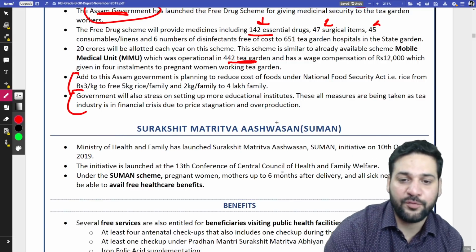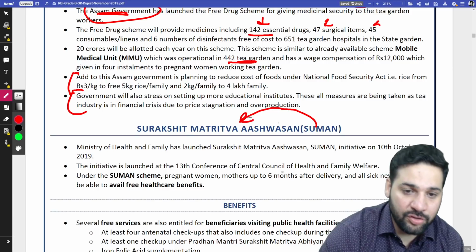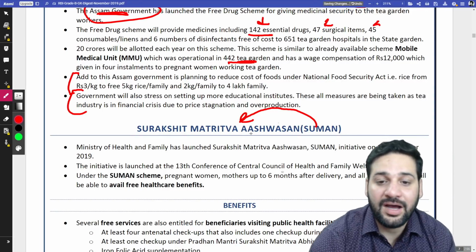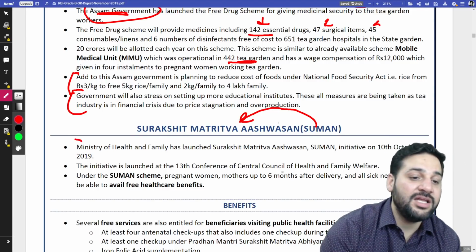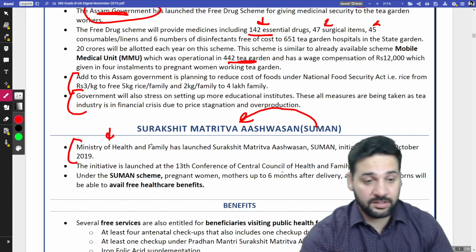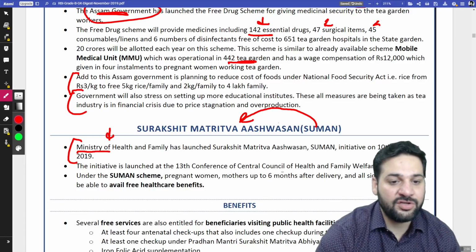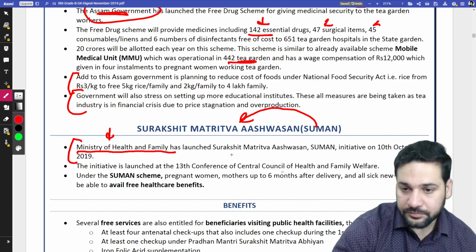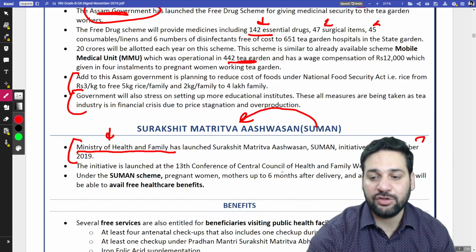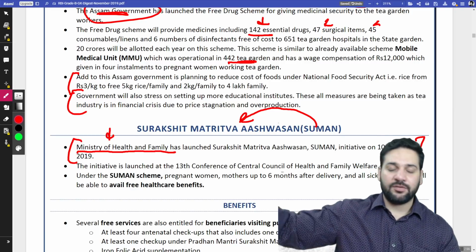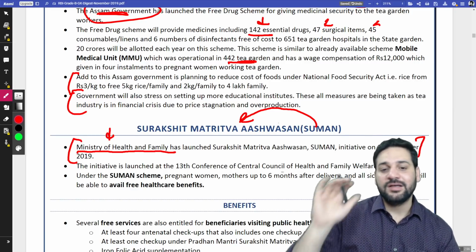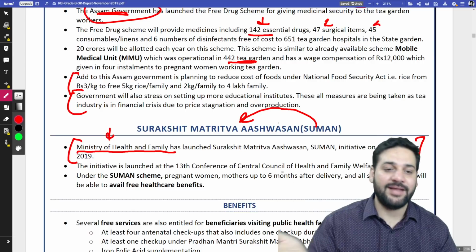So first, what is the full form of the Suman scheme? Surakshit Matritva Ashvasan. So this is important. Released by the nodal agency, the Ministry of Health and Family Welfare. The Ministry of Health and Family Welfare is the nodal agency, right? And this was launched on 10th of October. No need to go through the 500 schemes launched in the 5 years. So these are the schemes that you're going to find in the exams, right?